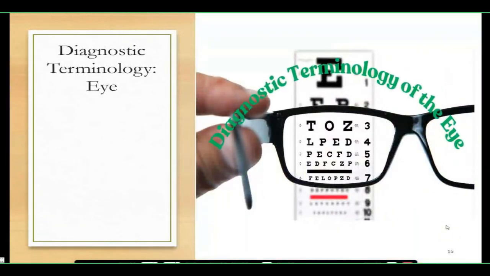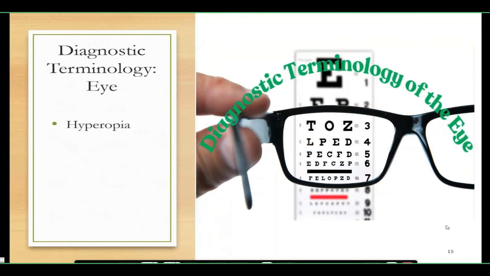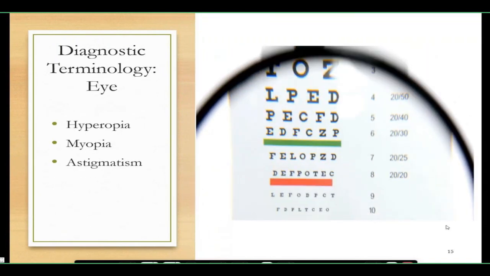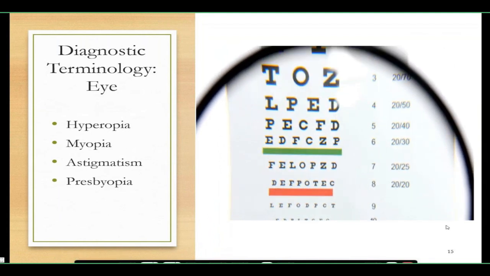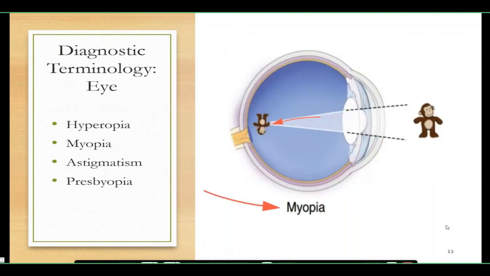Let's review diagnostic terminology of the eye. Three common irregularities in vision are refractive disorders. That happens when the lens is unable to focus an image accurately on the retina. In this picture, you can see the graphic description of the three most common vision irregularities. Myopia is nearsightedness. It happens when parallel rays entering the eye are focused in front of the retina.